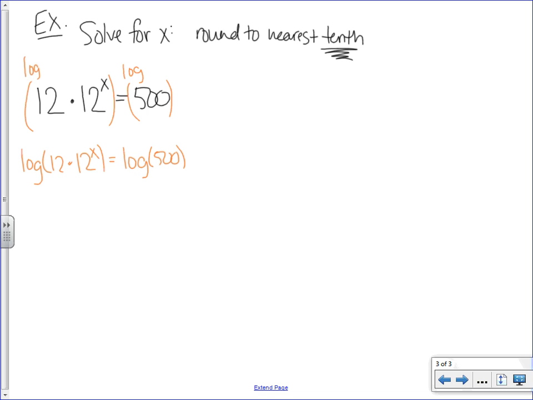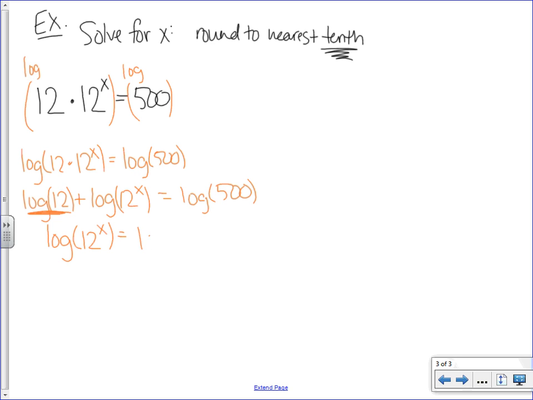Properties of logarithms: if you have multiplication inside of a log, that changes to addition. So this is really the log of 12 plus the log of 12 to the x. Put those in parentheses. Which is equal to the log of 500. This one over here on the left doesn't have an x in it, so I'll subtract it and move it over. So this is the log of 500 minus the log of 12.